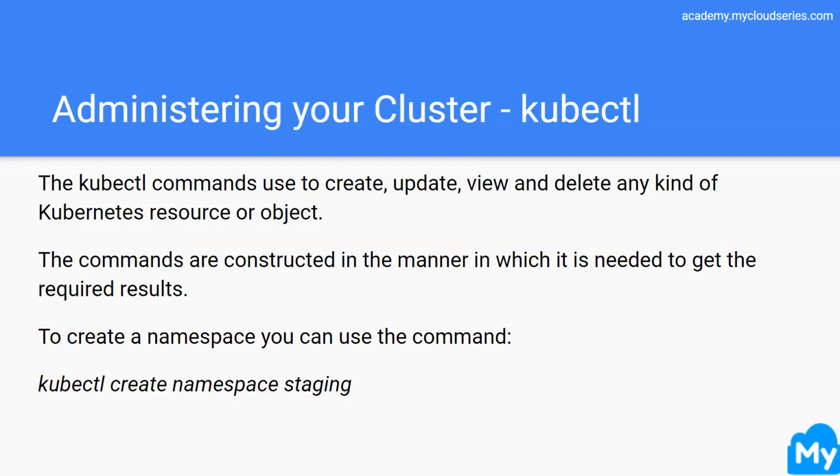Now, the kubectl command is used to create, update, view, and delete any kind of Kubernetes object or resource. The commands are constructed in a manner that gets the desired results. To create a namespace, you can use the command kubectl create namespace staging. So this is an example of how the command works. The namespace you are creating is called staging. It could also be kubectl create namespace production, kubectl create namespace dev, kubectl create namespace test.